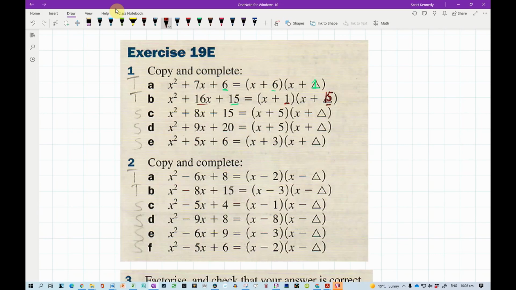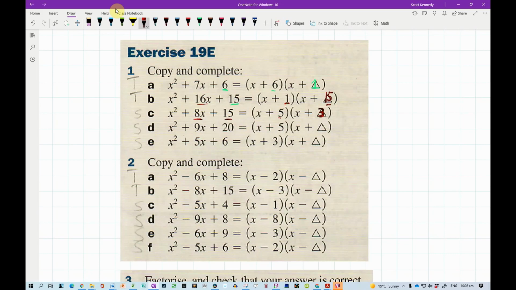The next one, we've got factor of 15 again, but this time one of them is 5, so the other one must be 3. So 5 and 3. Now, 5 and 3 add to 8. Yep, so that works nicely. I'll use a thicker pen, I think.